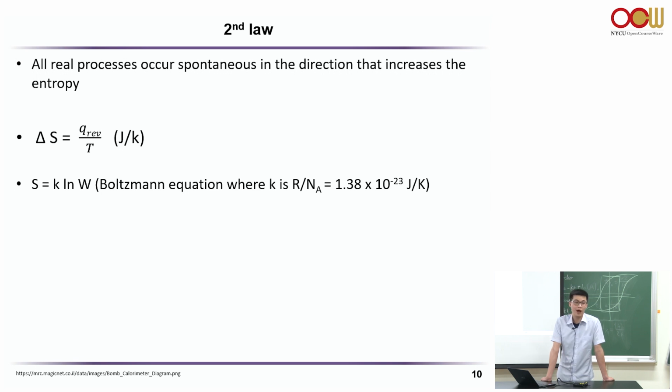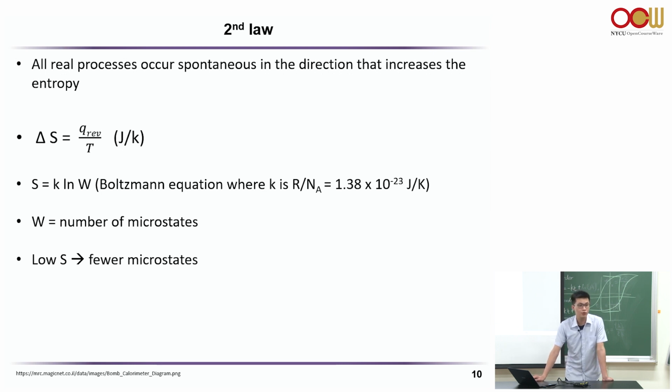Think about when you have only 1 microstate, a perfect crystal. If W equals 1, your natural log of 1 would be 0, right? That means you have no entropy, 0 entropy. So when you have a lower S, you have fewer microstates. A microstate is basically if you take a snapshot of your system, where the molecule is. You can use statistical mechanics to calculate the probability of finding the particle, right?